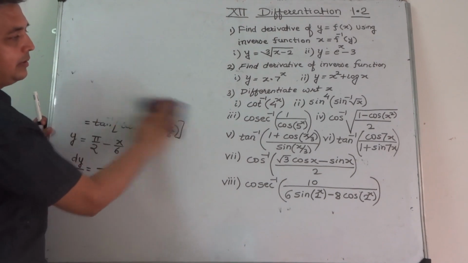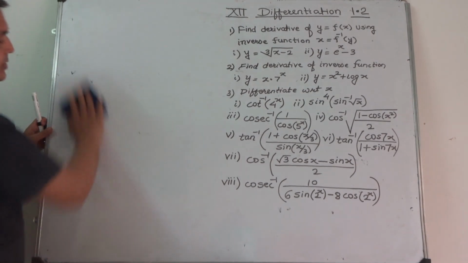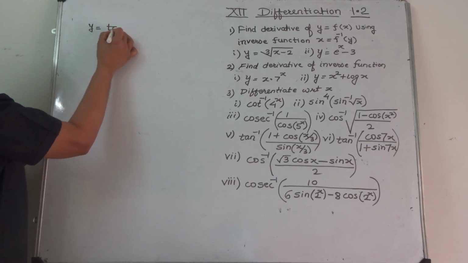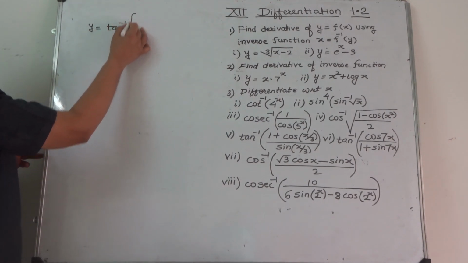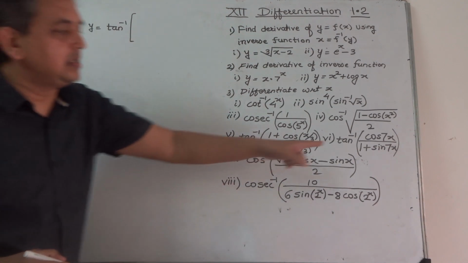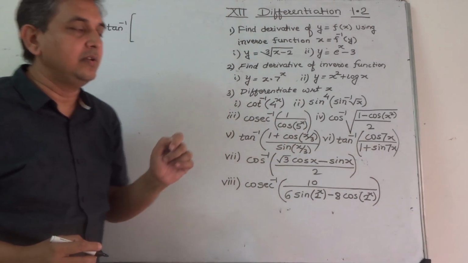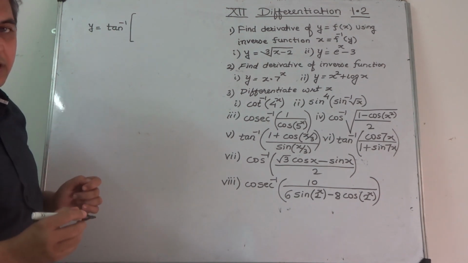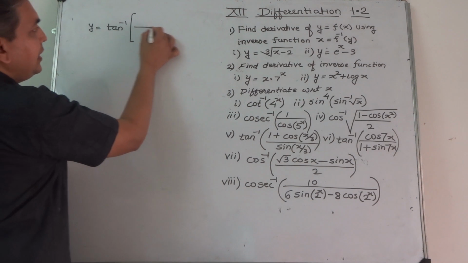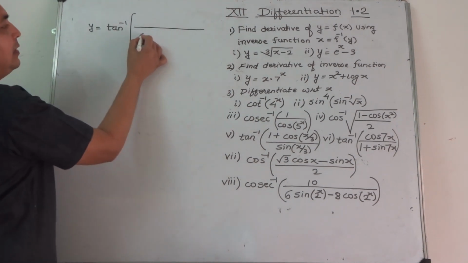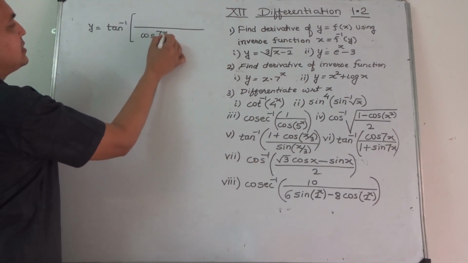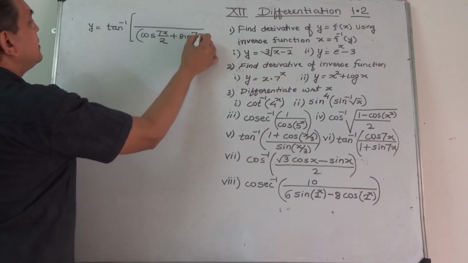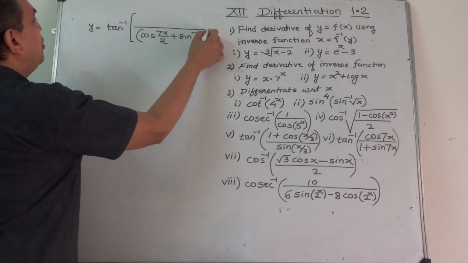Read the 6th one. Again, y equal to tan inverse. Now see, this is 1 plus sine 7x. 1 plus sine 2a is cos a plus sine a whole square. So the denominator becomes cos 7x by 2 plus sine 7x by 2 whole square.